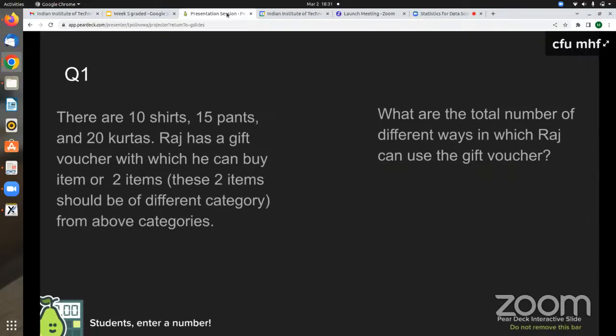A small doubt in the question. Is that one item or two items? Is that right? One item, first question. My understanding was like he can buy one item or two items. Oh, this question. Yeah.